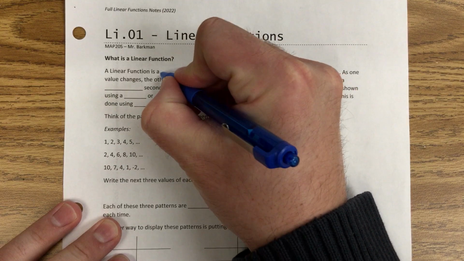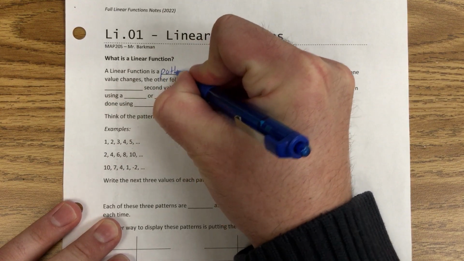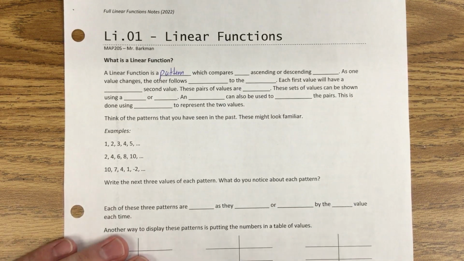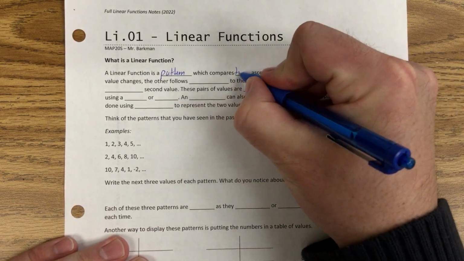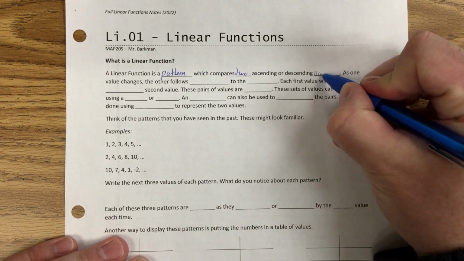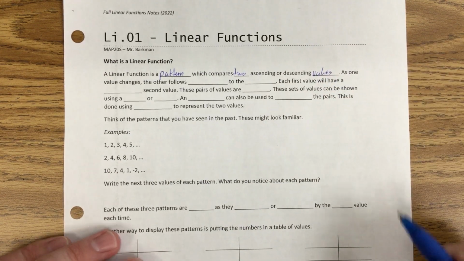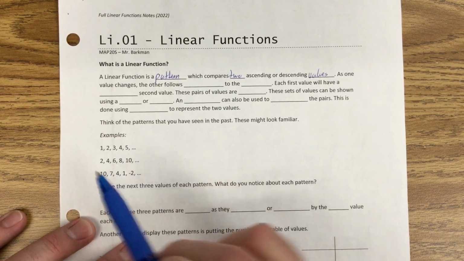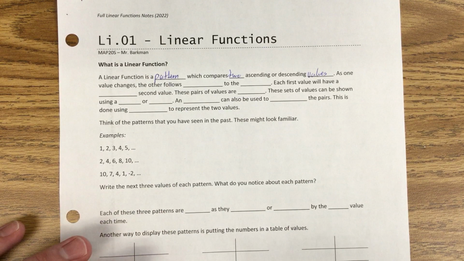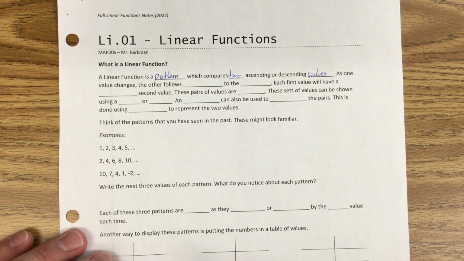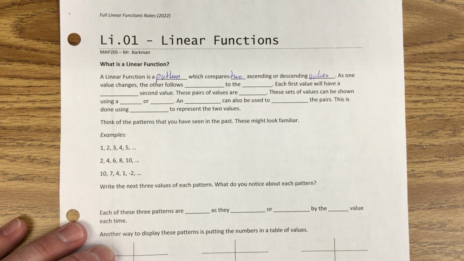A linear function is a pattern. Very specifically, it is a pattern which compares two ascending or descending values. Okay, so it's going to be what we've seen in the past, and we'll see some examples here as well of patterns that are linear functions. They go up or down by a steady value. Okay, so the difference that they're going up and down by is part of that pattern.